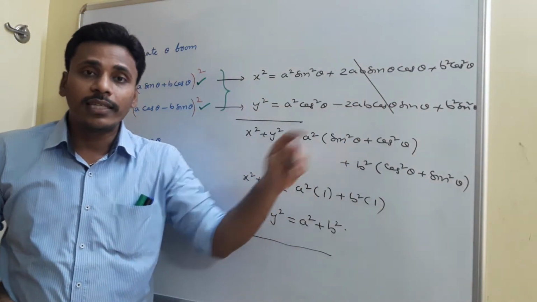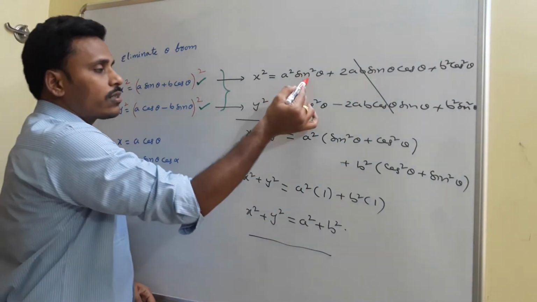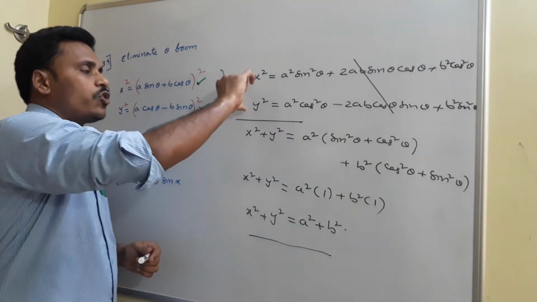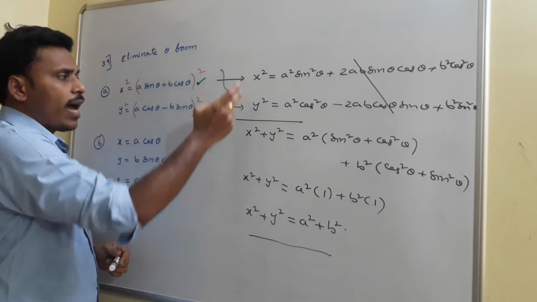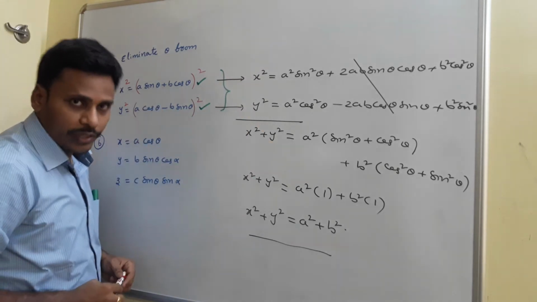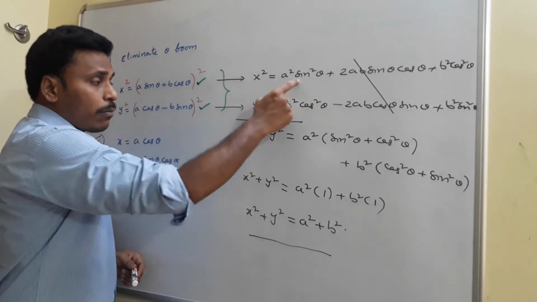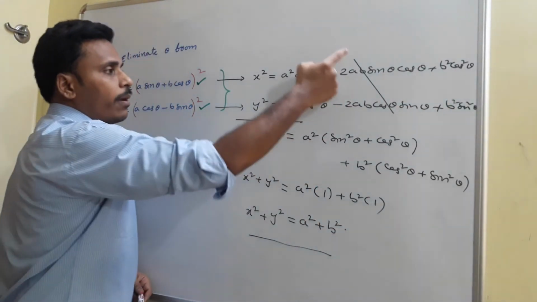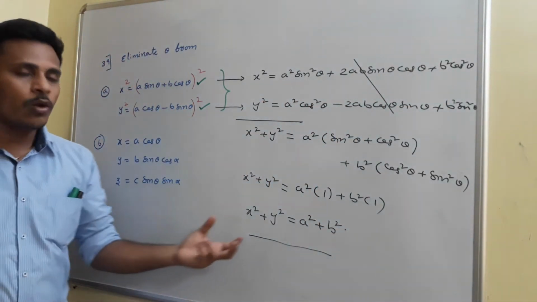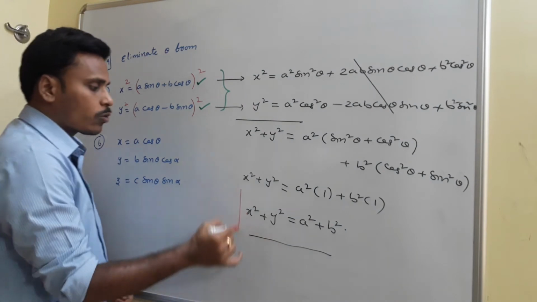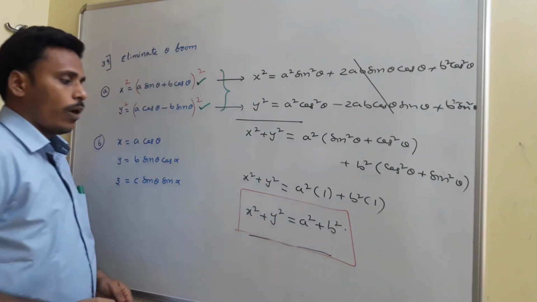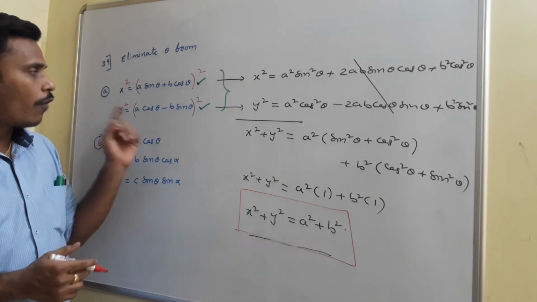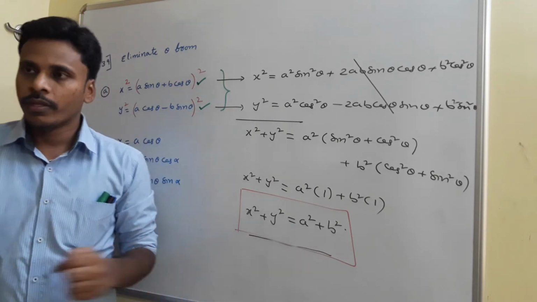And now to eliminate theta, just think once. We know that sin square theta plus cos square theta is 1. To utilize that, we need to add these two results. If you add, the left side is x square plus y square, whereas on the right side, the sum of these two is just a square, the sum of these two is just b square, and the middle one gets cancelled. And then you have a relation that x square plus y square is equal to a square plus b square, which is the relation between the variables after eliminating theta from the given problem, right?